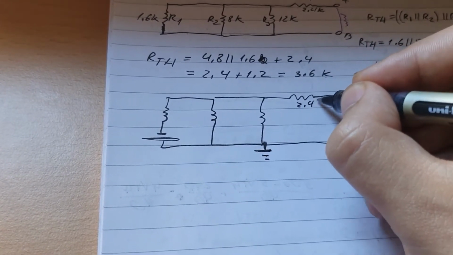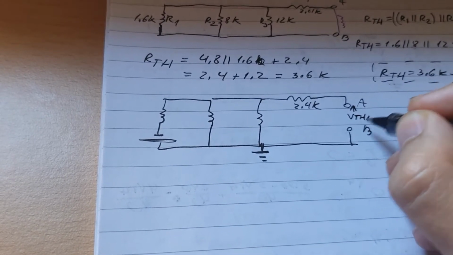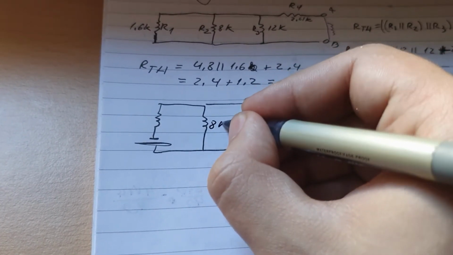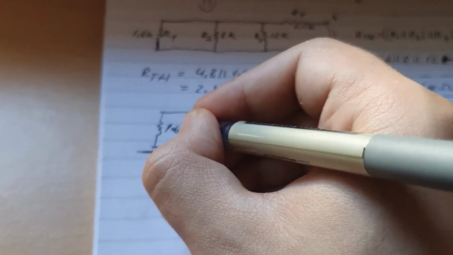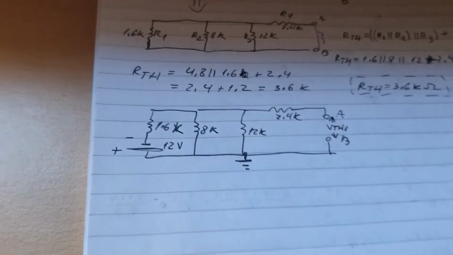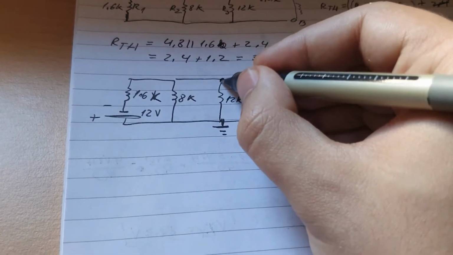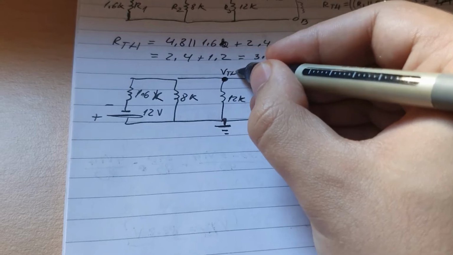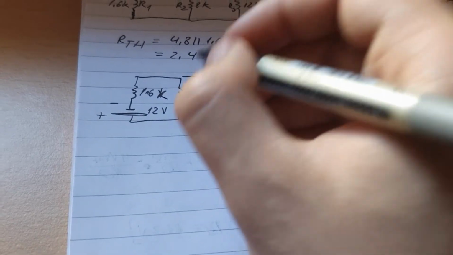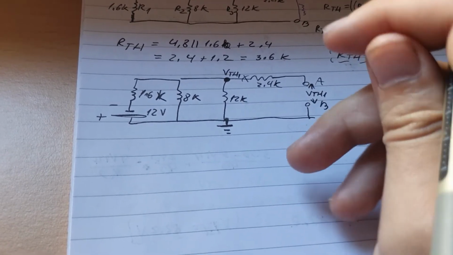This will be 2.4k, A, B, VTH1, very important, 12k, 8k, 1.6k, and then this will be 12 volts, minus positive. Alright, so this will be really simple because we only need to find this here. VTH1 will be equal to this value here, because again there's no current going through here. All the current will go through this point because this is an open circuit.